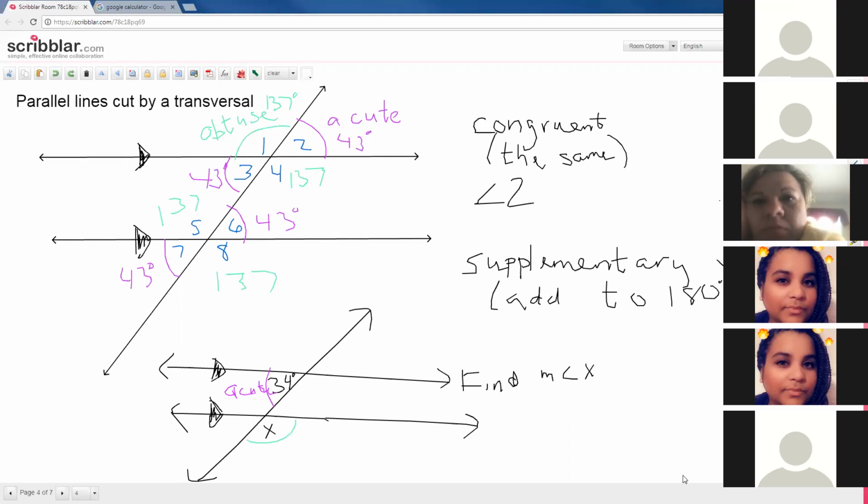Acute is a small angle. Sorry, I was looking at 34 degrees. Oh, 34 is acute. What about X? X is obtuse. So when you have 2 different sizes, instead of being congruent, then it should be the add to 180. The X plus the 34 equals 180 degrees.